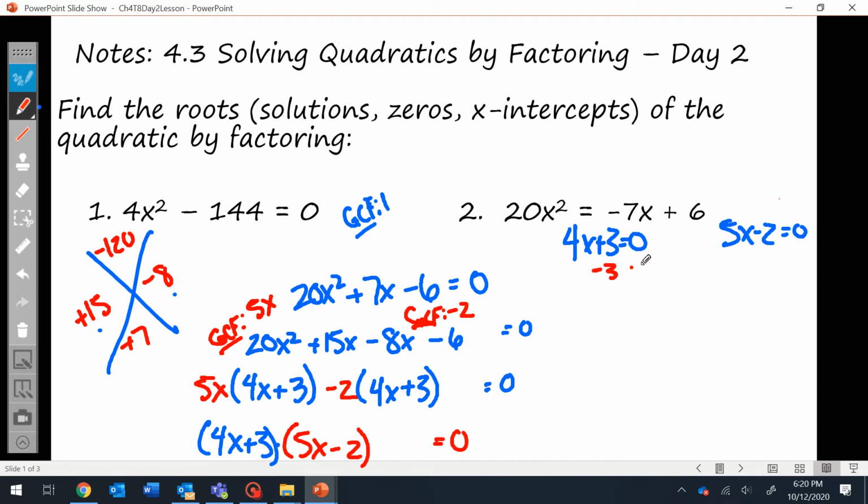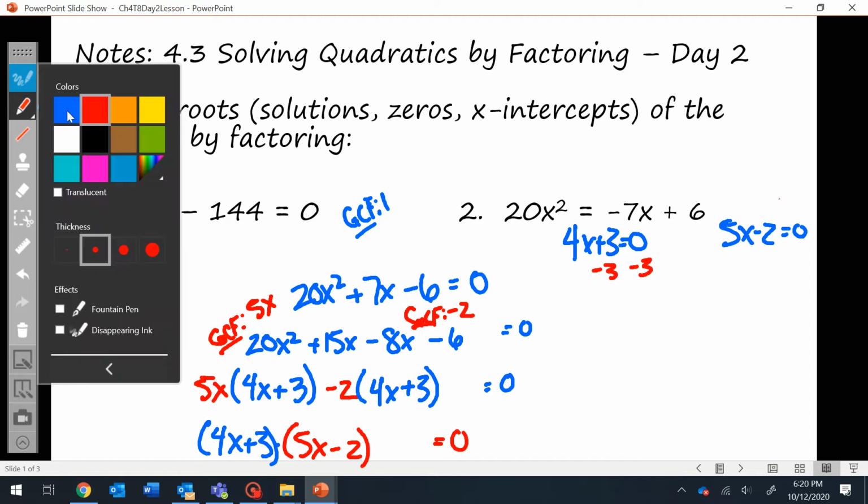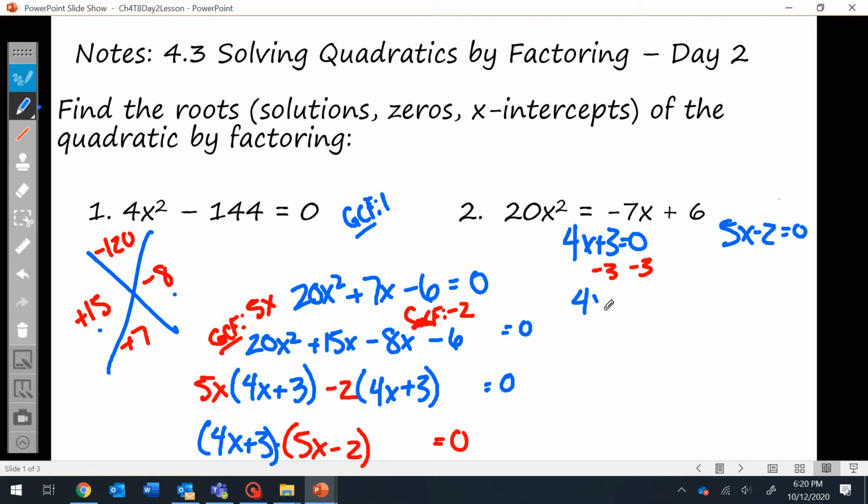Alright, so I solved the first one. Gives me 4x equals negative 3. I got to keep going. So I can divide by 4. So my first solution, x equals negative 3 over 4. That's my first solution. My second solution, add 2.